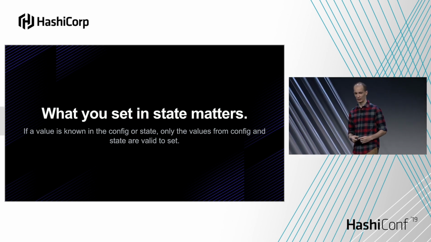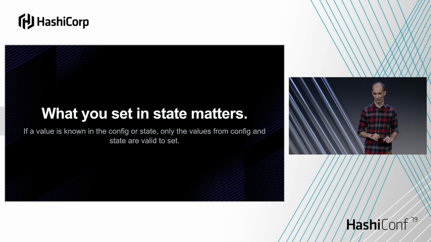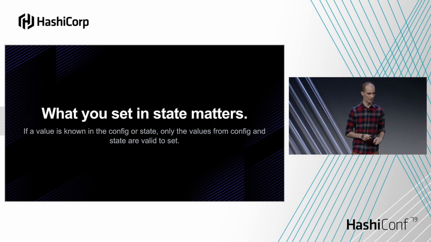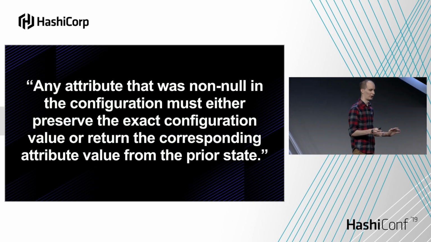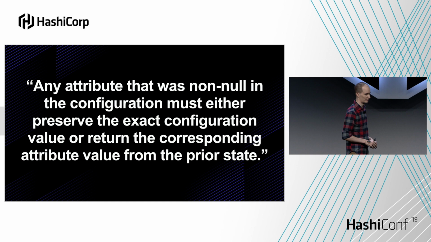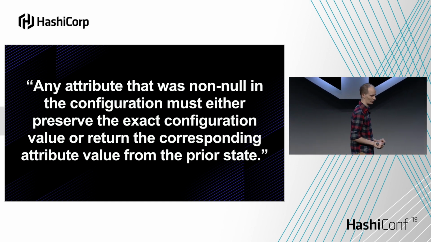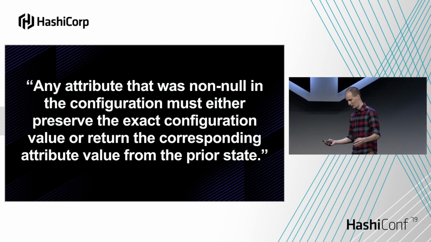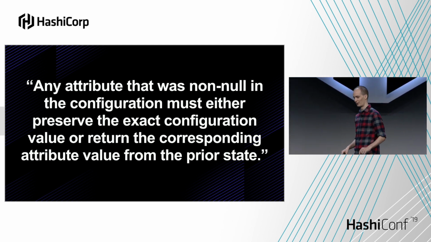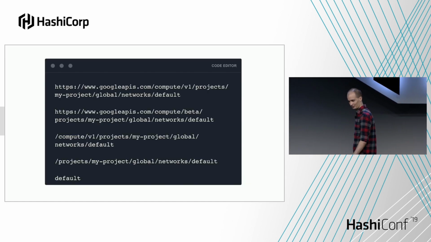So if a value is known in the configured state, only the values from the configured state are valid to set. That's the high-level version. The actual protocol's text for this is: any attribute that was not null in the configuration must either preserve the exact configuration value or return the corresponding attribute value from the prior state. And I know those are both very abstract, so we're going to talk through an example, which may or may not be the exact thing that made me realize this.